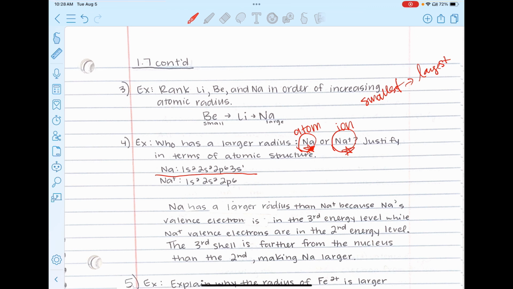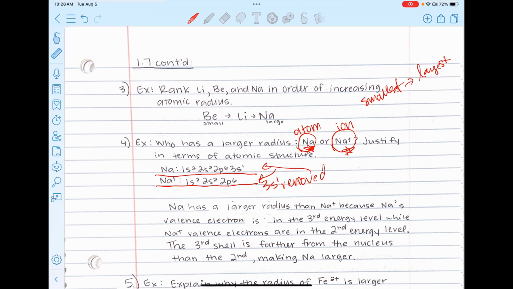This information was not given. You're expected to be able to do this based on previous lessons. Sodium with a +1, okay, 1s2, 2s2, 2p6. Because it has a +1 charge, that indicates that one electron has been removed from the valence shell of neutral sodium. Therefore, the 3s1 was removed, to give us 1s2, 2s2, 2p6.